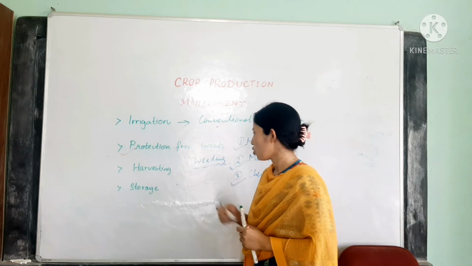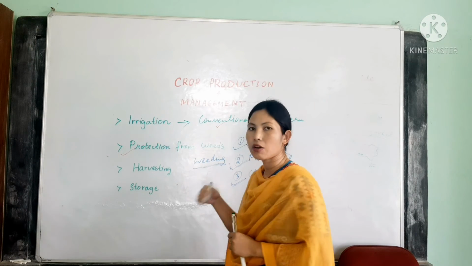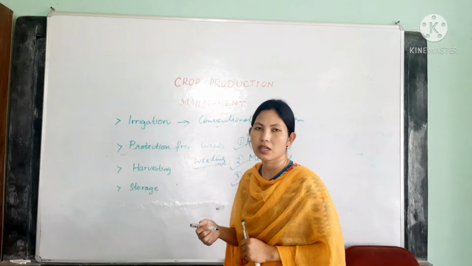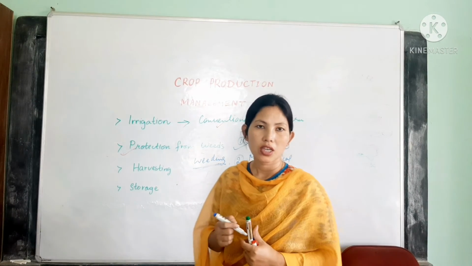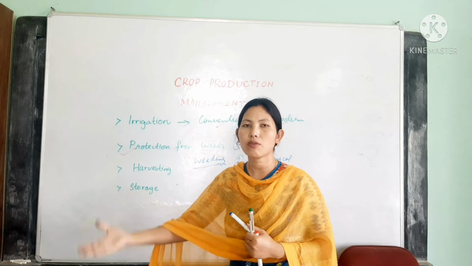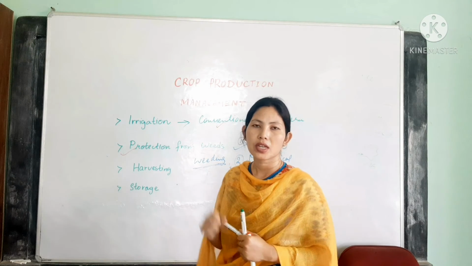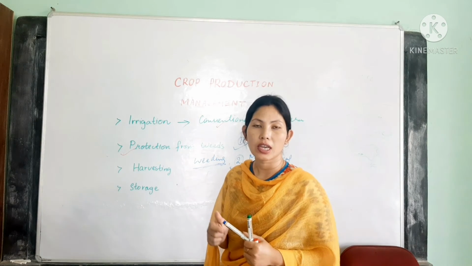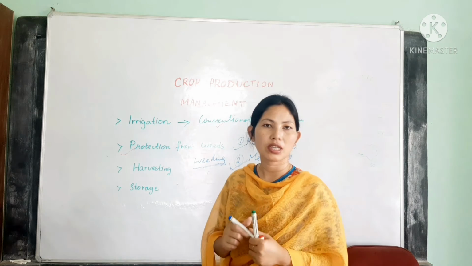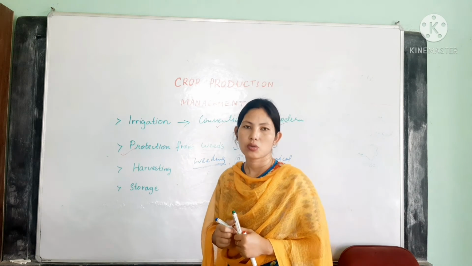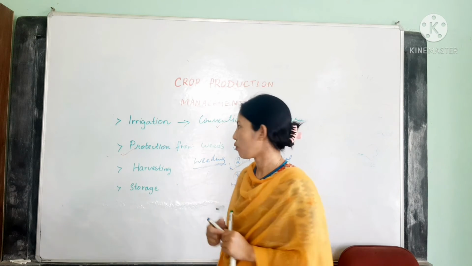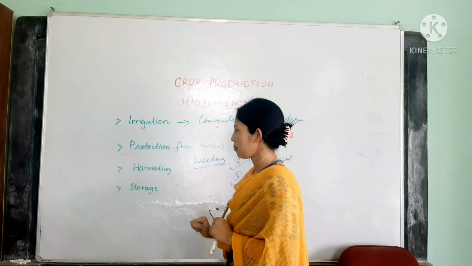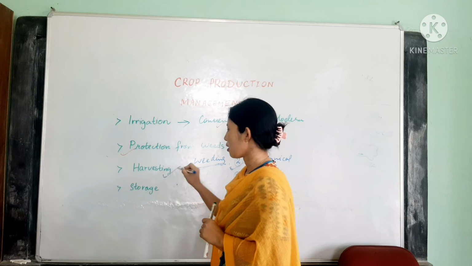And weeding should be done before flowering or the formation of seed. If the weeds have already formed flowers and seeds, it will be difficult to get rid of them. Even if we remove them, they may reform or regerminate, right? So the best time to do weeding is before flowering and before the formation of seed, that is during their vegetative time itself. So that is for weeding, or protection from weeds, right? This is the step.